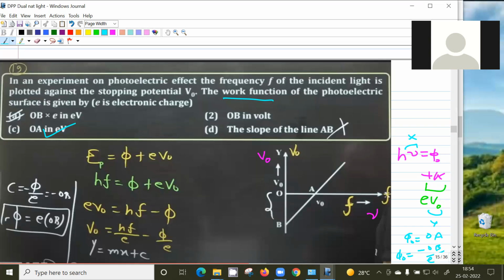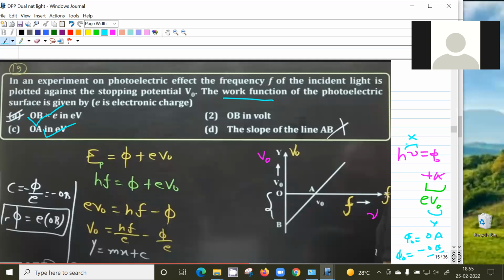Sorry, the y-intercept will give me the value of V naught. So I have to multiply the y-intercept by e. Into e. So both are true then. The y-intercept will give me the value of V naught, right? So if you multiply that by e, I'll get my phi naught. So option 1 is also true. I don't get it, sir. That's the first option. How does it come true?